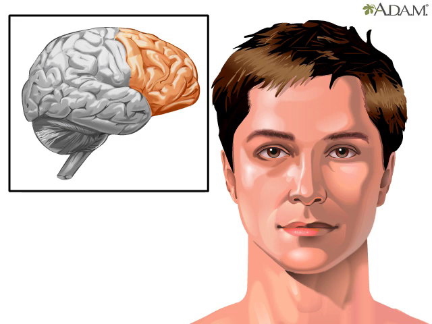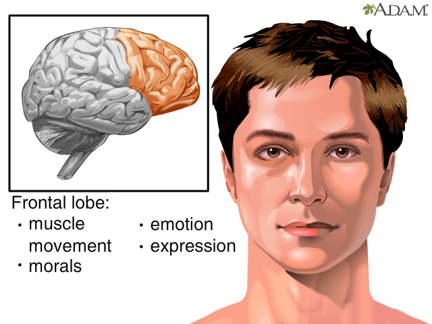The frontal lobe is the part of the cerebral cortex directly behind the forehead. It also controls morals. The frontal lobe is also where we shape emotional reactions and expressions. Man's face frowns to show emotions.